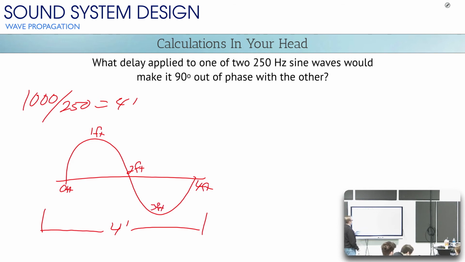Okay. Well, we know that sound travels 1 foot per millisecond. So what amount of delay would get me to 90 degrees? Well, we know that this is 0 degrees, and this is 360 degrees. This is 180 degrees. This is 270 degrees. And this is 90 degrees. So 90 degrees is otherwise known as 1 foot, which is otherwise known as 1 millisecond.